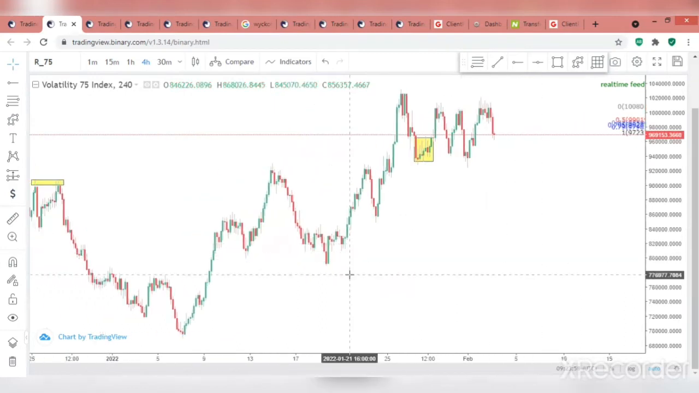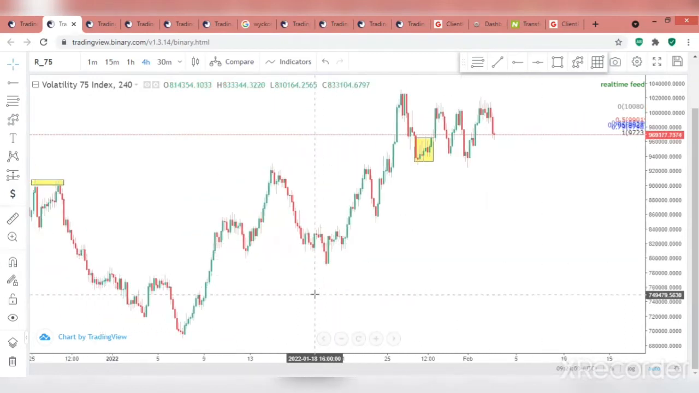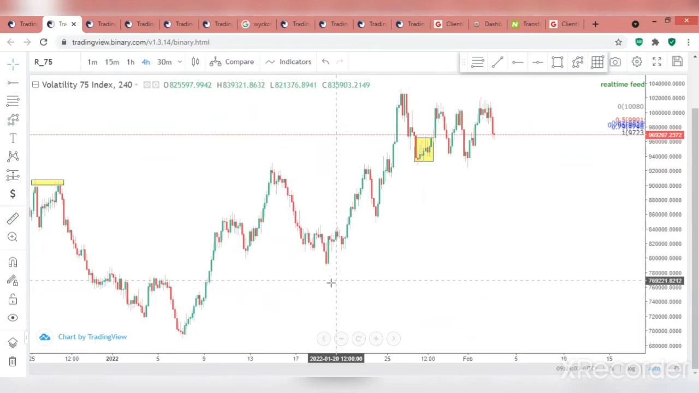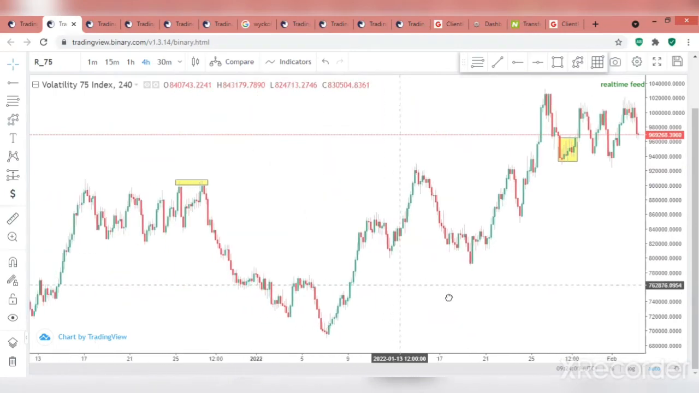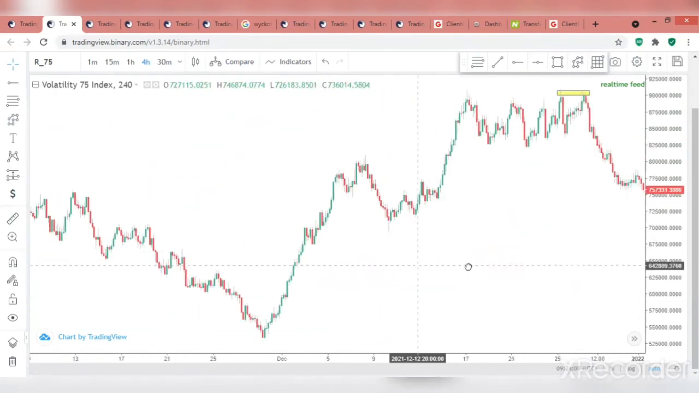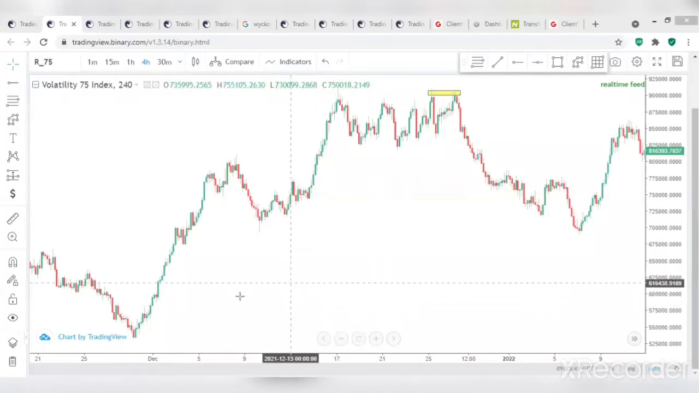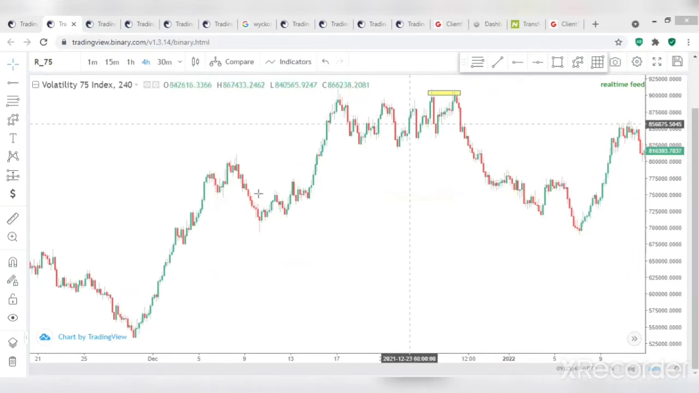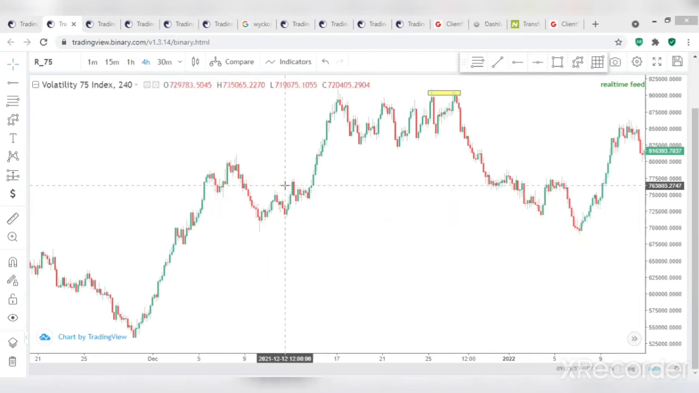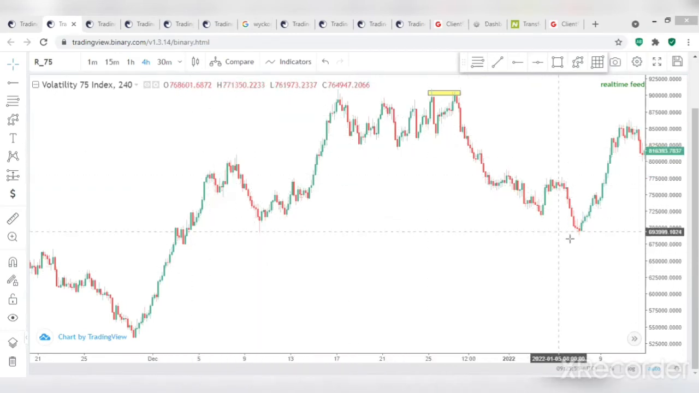Okay, I think I spotted an area before now. Okay, so this is a very good area in the market. Let me bring up my Fibonacci. You can see VIX 75 here has been a bullish market. It has been trending up, and there's a kind of reversal from here.